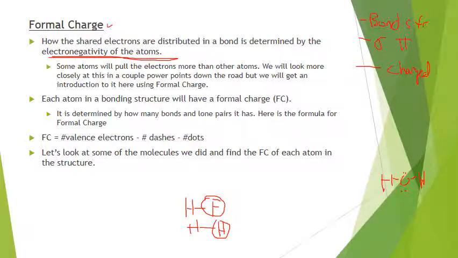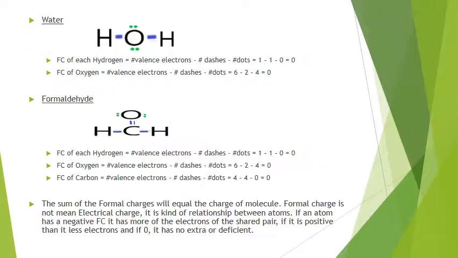Okay, each atom in a bonding structure will have what we call a formal charge, Fc, and it's determined by how many bonds it has and how many lone pairs. And here's the formula, and it's written different ways, but this is the way I like to write it. The formal charge is equal to the number of valence electrons minus the number of dashes minus the number of dots. Okay, so we're going to go over figuring out the formal charge of some atoms and molecules.